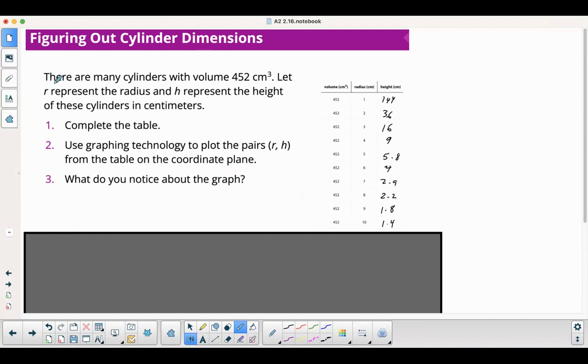All right. So kind of like the warm up, there are many cylinders with a volume of 452 cubic centimeters. Let R represent the radius and H represent the height of these cylinders in centimeters. So I already went and filled these in, but I'm maybe going to do a couple of these here for you. I'll highlight two or three of them.